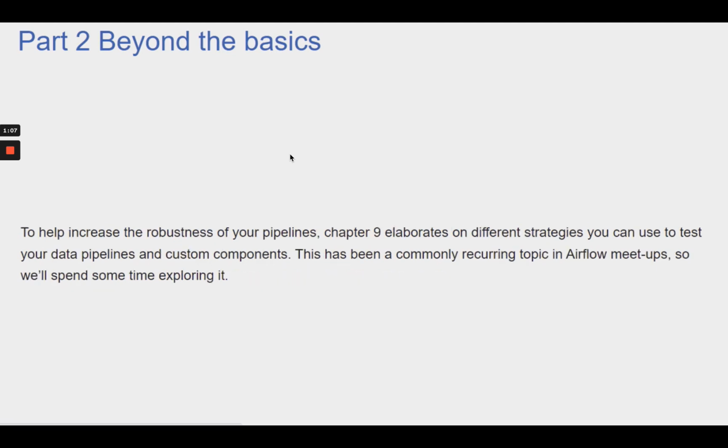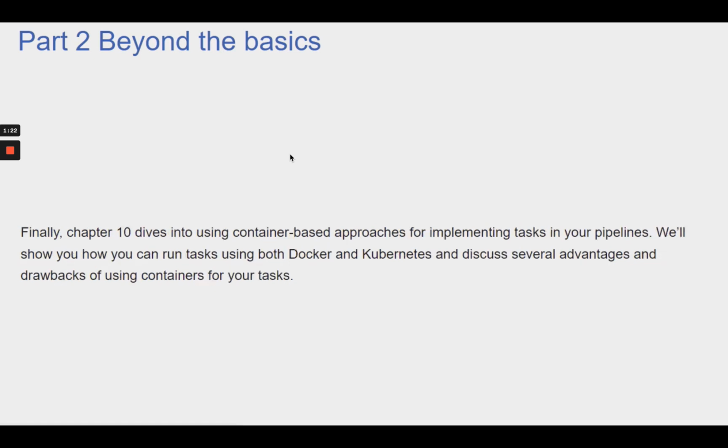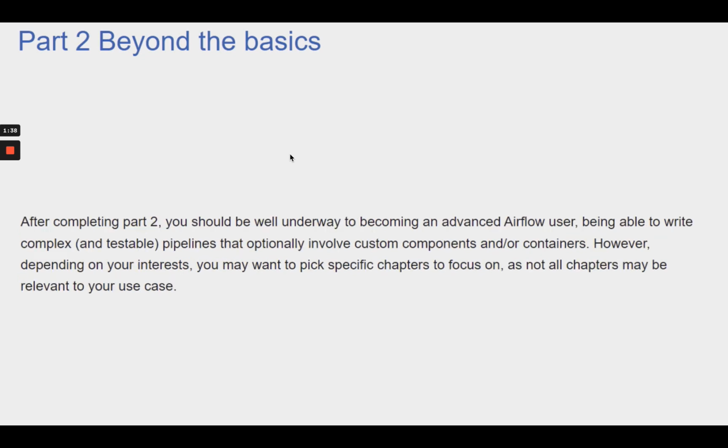workflows. To help increase the robustness of your pipelines, Chapter 9 elaborates on different strategies you can use to test your data pipelines and custom components. This has been a commonly recurring topic in Airflow meetups, so we'll spend some time exploring it. Finally, Chapter 10 dives into using container-based approaches for implementing tasks in your pipelines. We'll show you how you can run tasks using both Docker and Kubernetes, and discuss several advantages and drawbacks of using containers for your tasks.